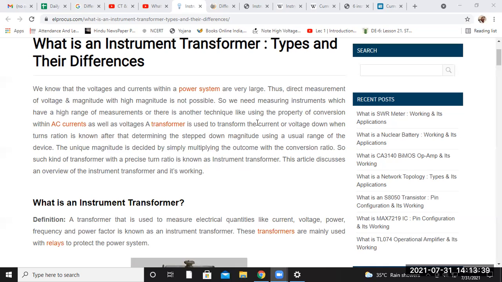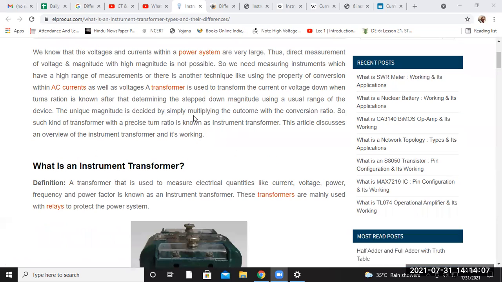Depending upon the application and availability, we must use different types of transformer for carrying a higher value of current and voltage. For that, we need an instrument transformer. The instrument transformer mainly measures electrical quantities like current, voltage, power, frequency, and power factor. They are mainly used in the relay, for sensing in the transformer.